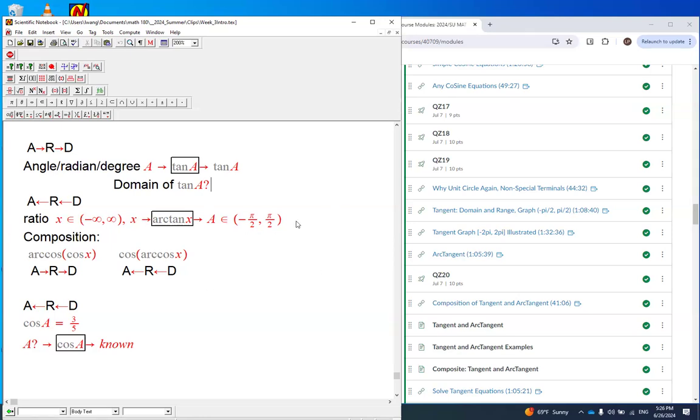So for arctangent, the domain is all real numbers, the range is such, and the tangent domain and range is analyzed very carefully in these sections, and its graph, why we have those vertical asymptotes. And next, we repeat the same thing, right? There's a composition of tangent and arctangent. So you can see we repeat the same theme over and over again for different rules, right?